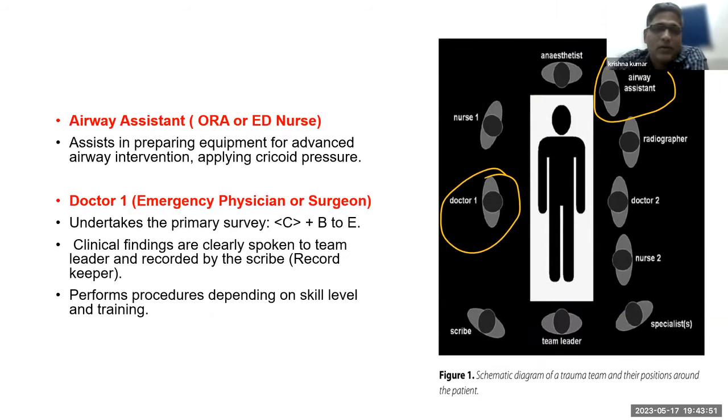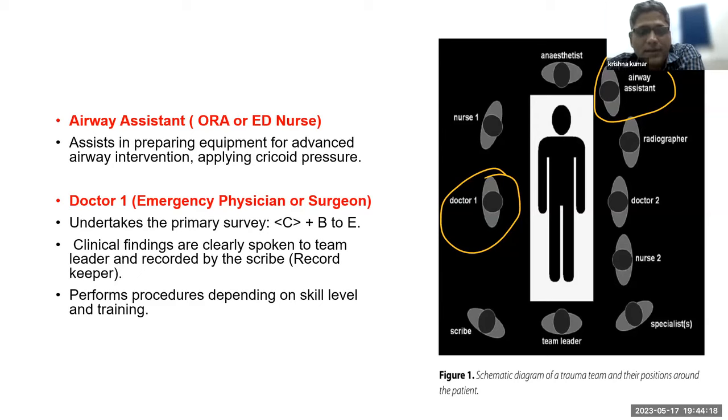And the OT assistant or the ED nurse also plays a role of airway assistant, assists in preparing the equipment for advanced airway intervention and applying required pressure if required. And the doctor, either the emergency physician or surgeon, undertakes a primary survey. If there's a catastrophic hemorrhage, that takes the precedence even over the A. And plus minus, because airway is already taken over by the anesthetist, the C and B go to the next.